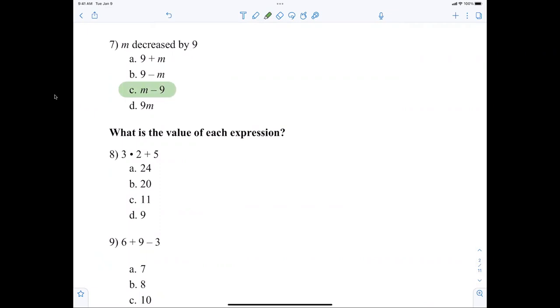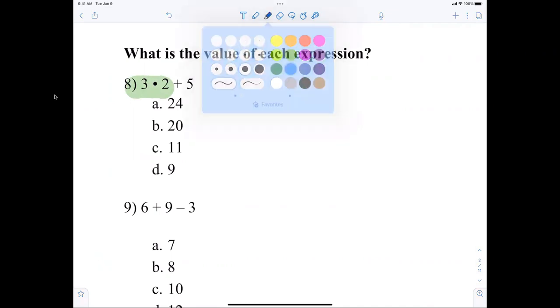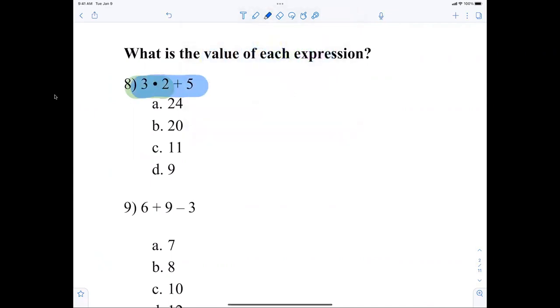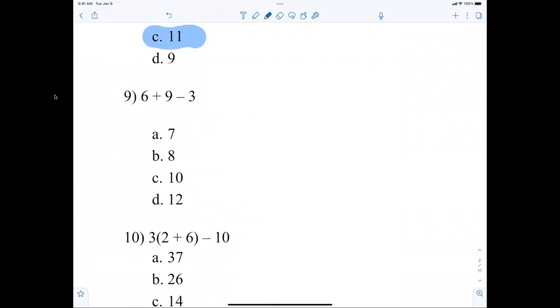All right. Now again, you just do an order of operation here. So 3 times 2 is first. And then you're doing that answer plus 5. So I'm with C on that. 3 times 2 is 6, plus 5 is 11. All right. Now for number 9. All right, again, it doesn't matter what order you do it, but we're just going to go from left to right. So 15 minus 3 today is 12, not a big deal.